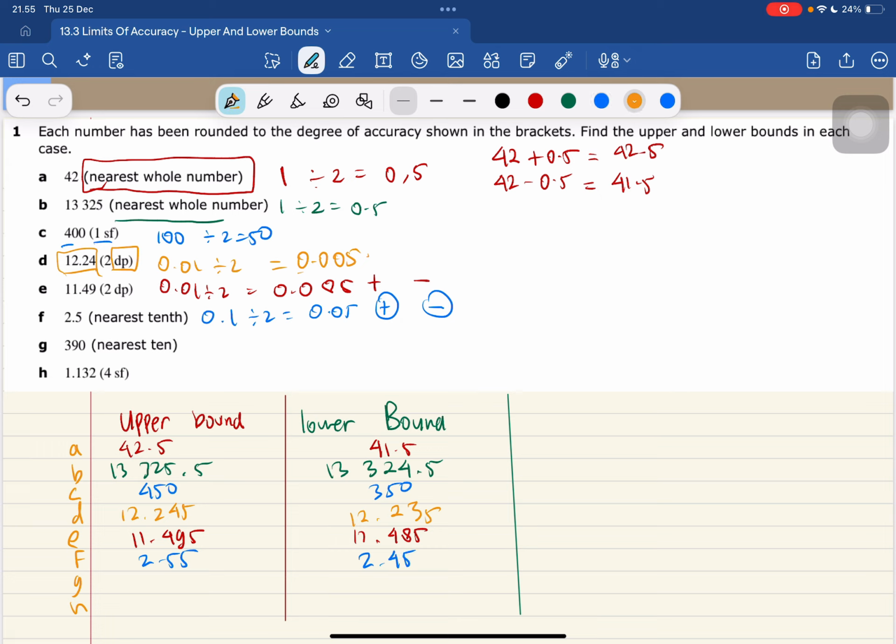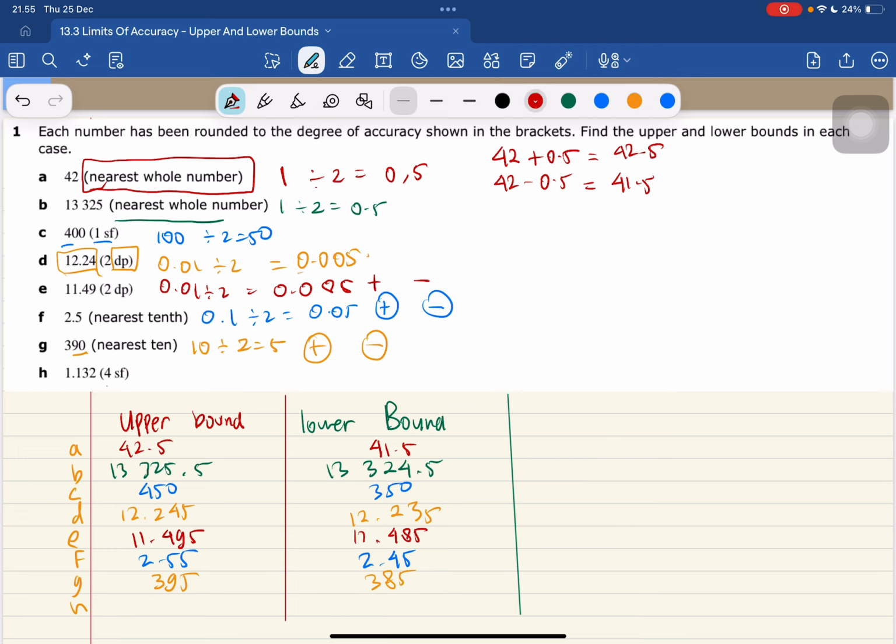The nearest 10, so 10 divided by 2 is 5. So the upper is going to be plus 5, while the lower is minus 5. So this is 390 plus 5, so 395. 390 minus 5, so 385.